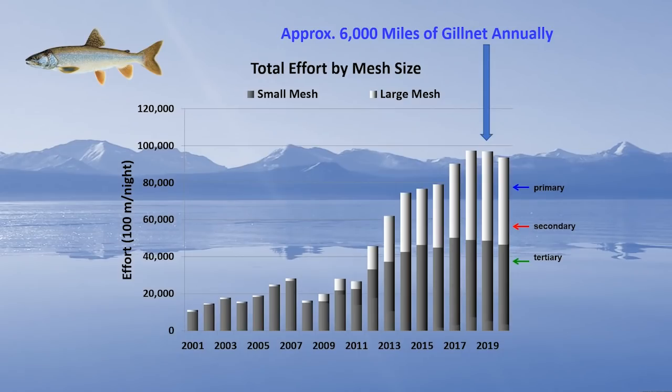So beginning in about 2012 to 13, we really increased our effort, which is shown here on the y-axis, in 100 meters of net per night, to a point where we were able to curtail further lake trout population growth. And the amount of net that we set now annually is about 6,000 miles of gill net that is actually put in the lake and then retrieved to kill lake trout.